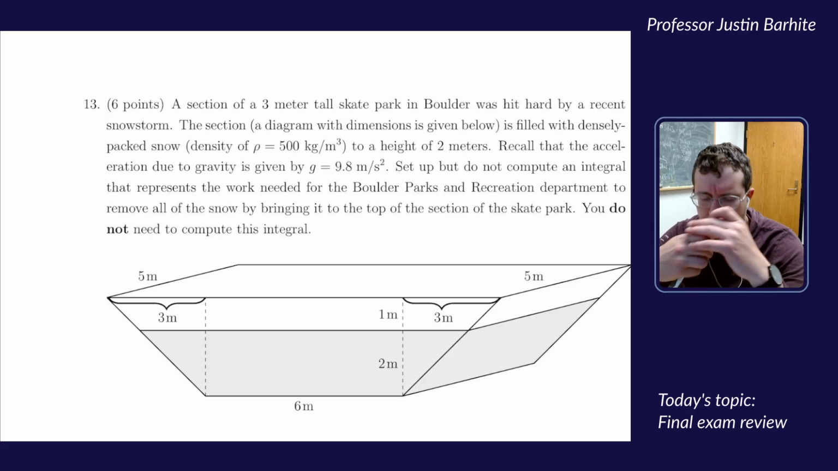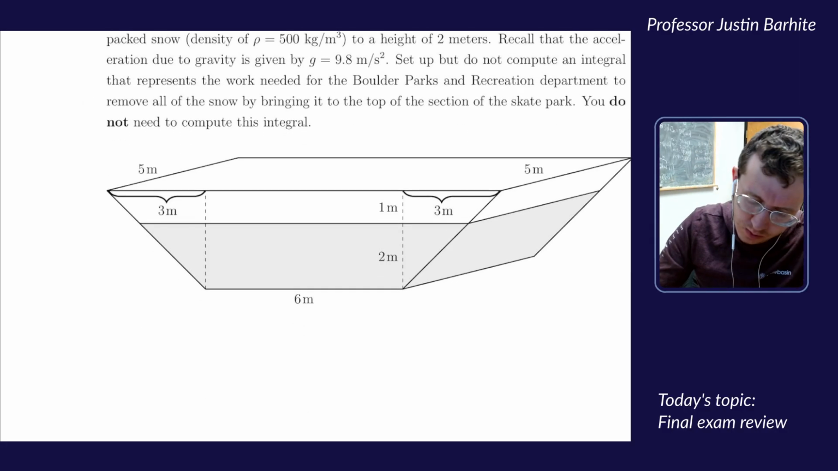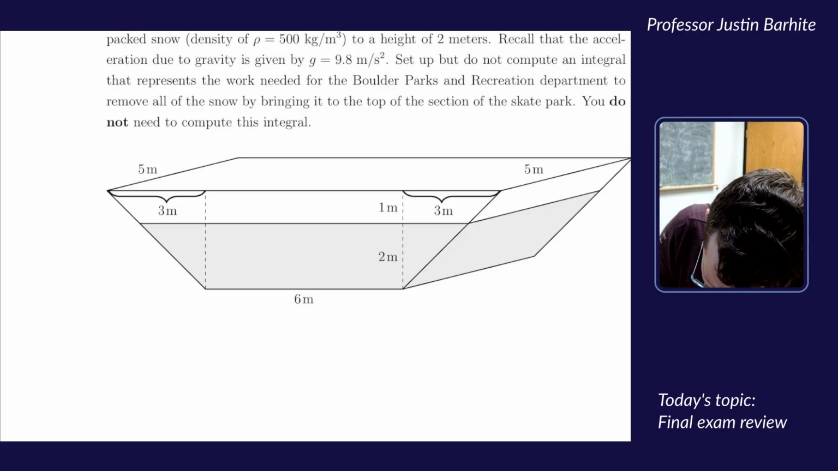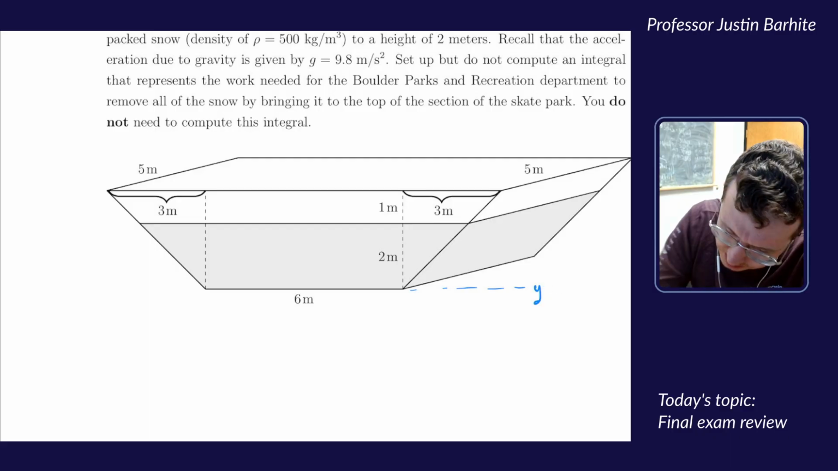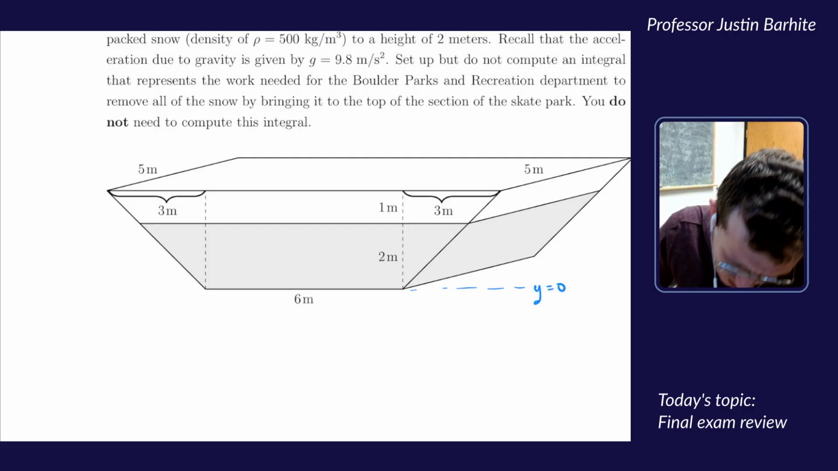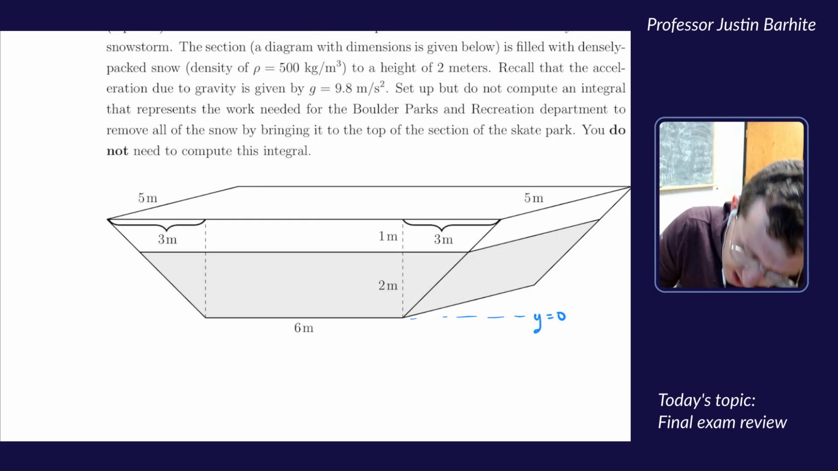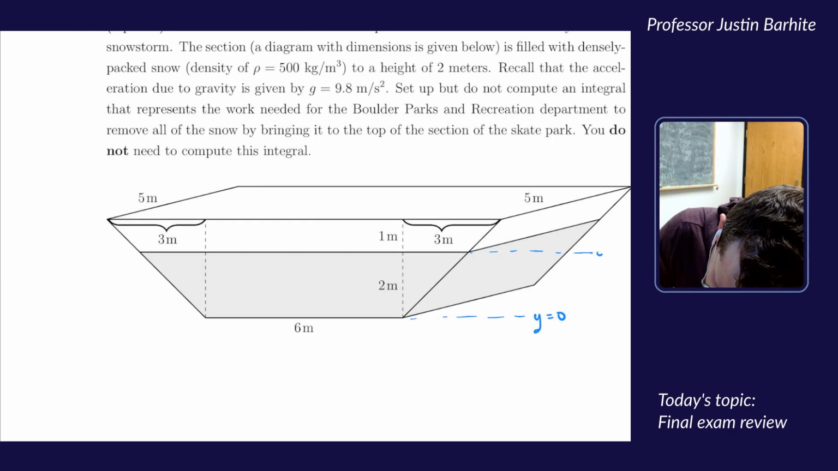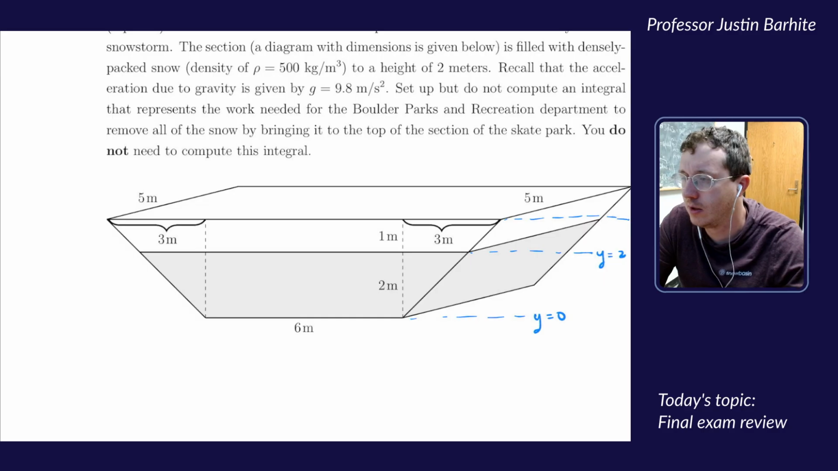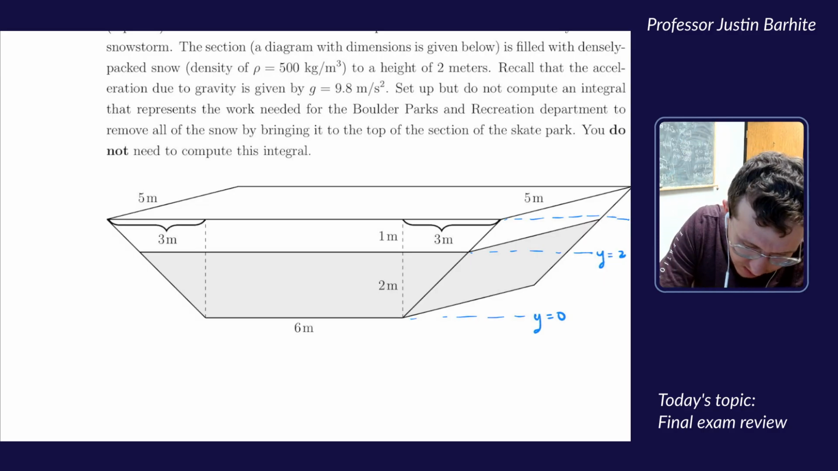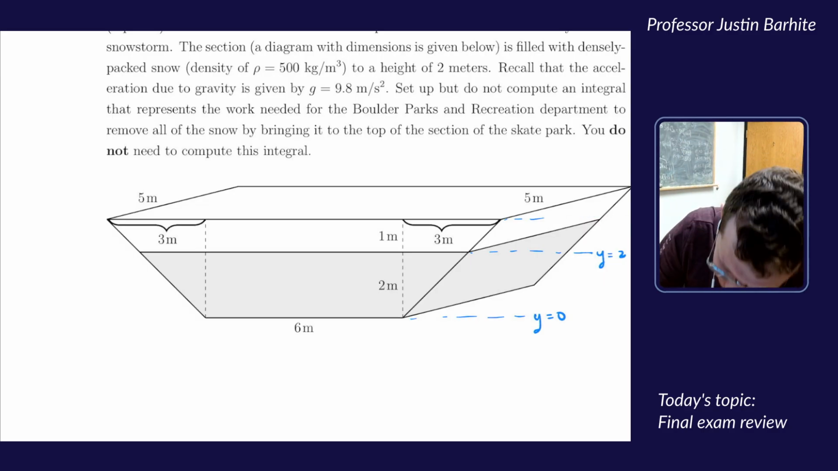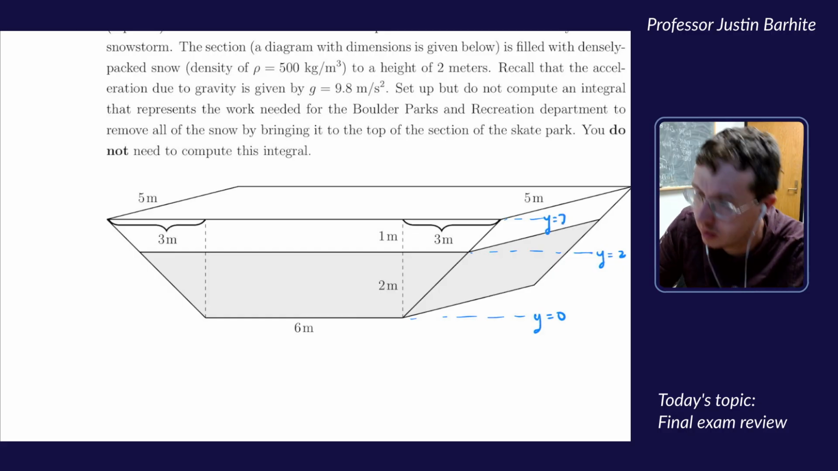Okay, so we're going to want to work with a coordinate system probably where 0 is the bottom of the skate park. I'm going to use y as my variable. So this is y equals 2, and the top is y equals 3. Oh, I guess that goes off the screen. Y equals 3.